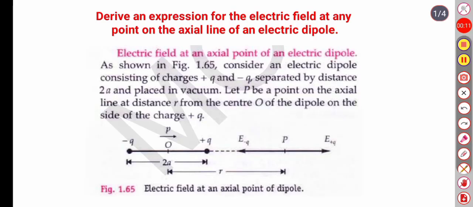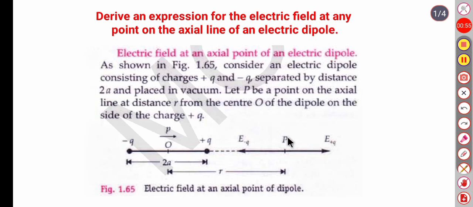Hello everyone. In this video, we will learn how to derive the expression for the electric field at any point on the axial line of an electric dipole. So let's start. First of all, consider an electric dipole consisting of charge plus q and minus q. So this is our electric dipole, consisting of negative charge and positive charge separated by a distance 2a, and it is placed in vacuum.